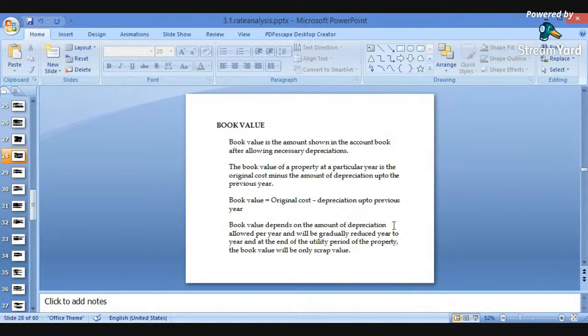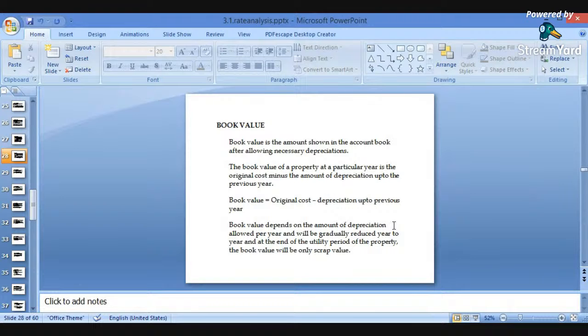Okay? So book value is the amount shown in the account book after allowing necessary depreciations. After taking care of necessary depreciation, what is the cost or the value which has been written in the book? Okay. So the book value of a property at a particular year is the original cost minus the amount of depreciation. Because every year there will be some depreciation, some deductions in the amount. So after subtracting depreciation every year, we will find out the amount.